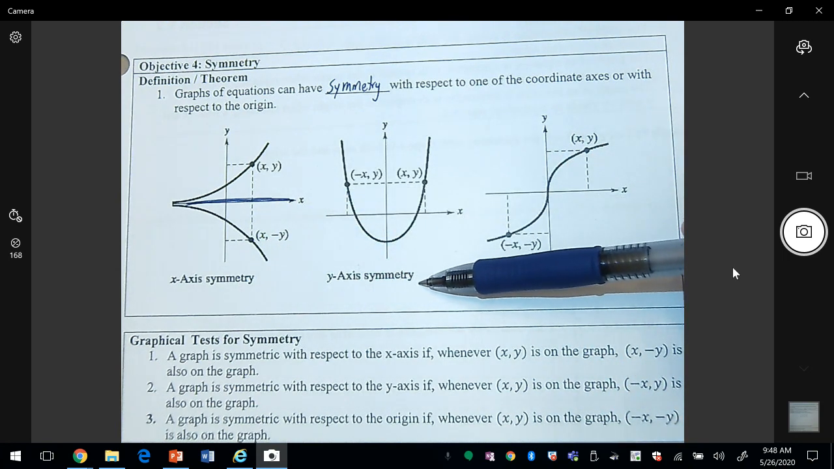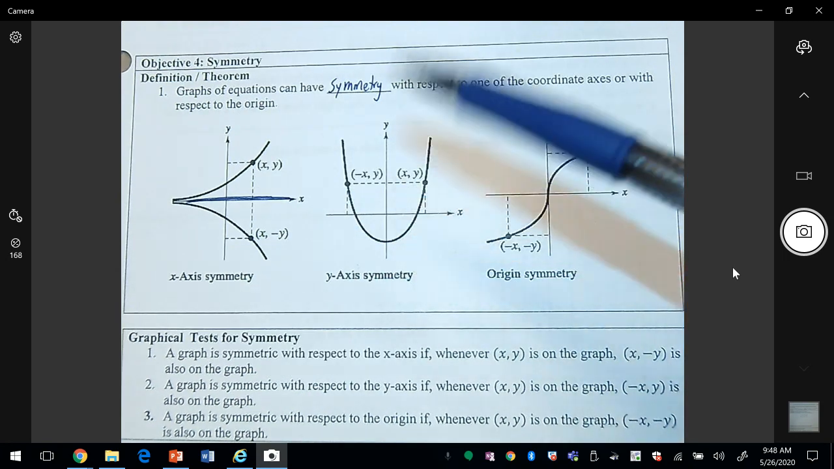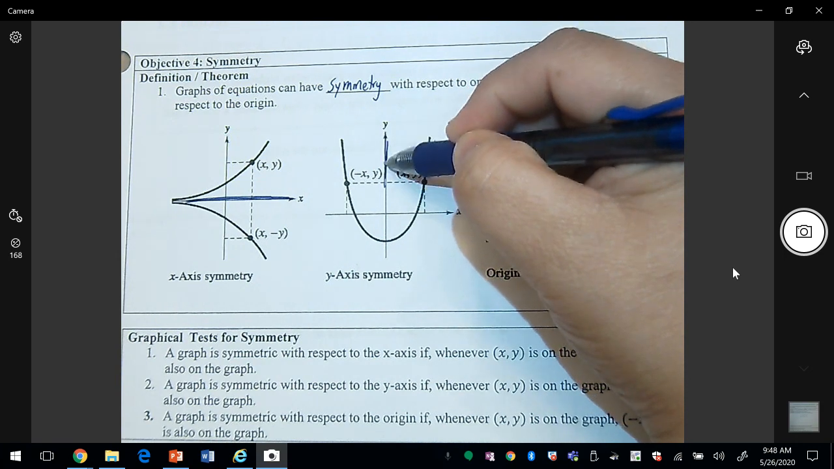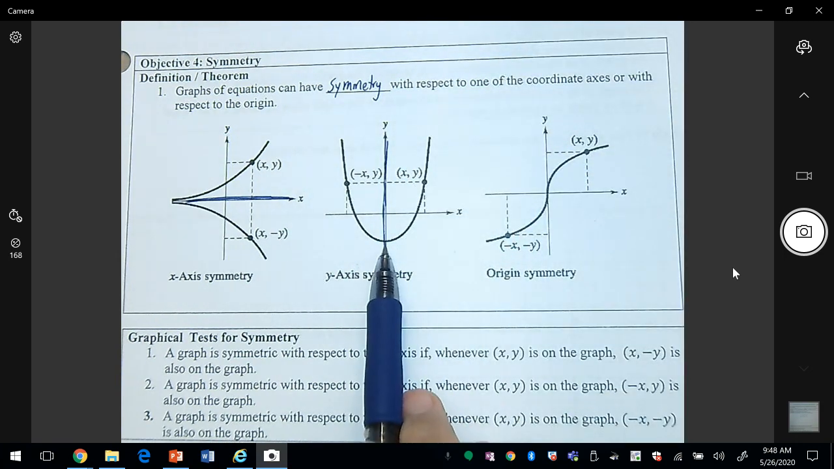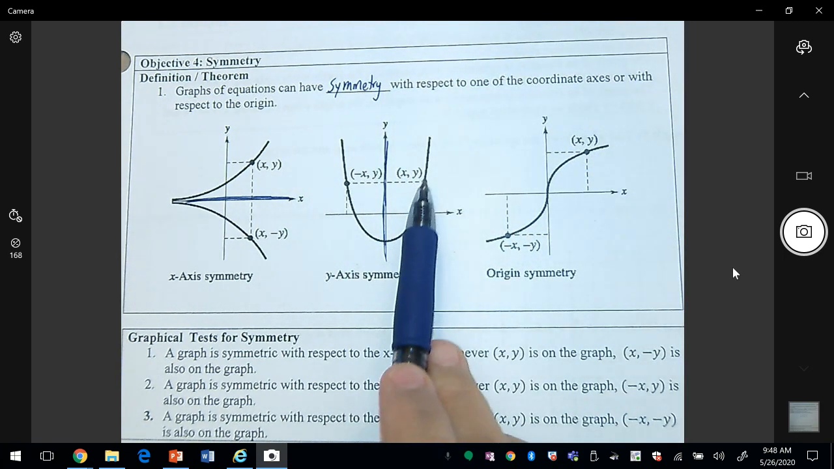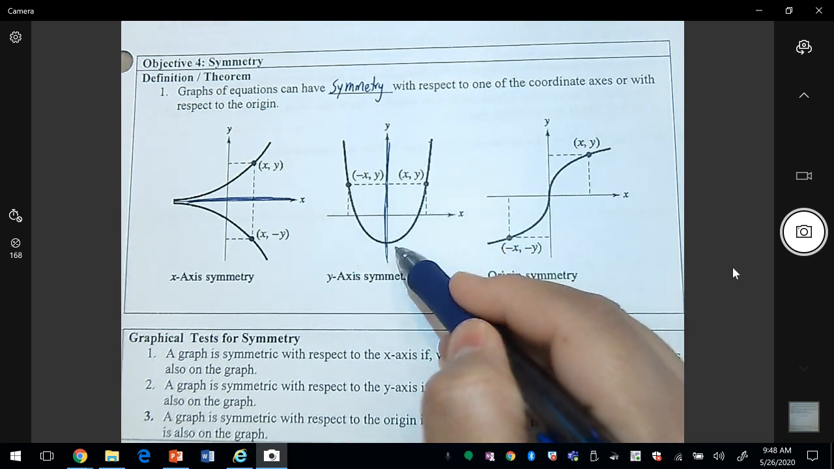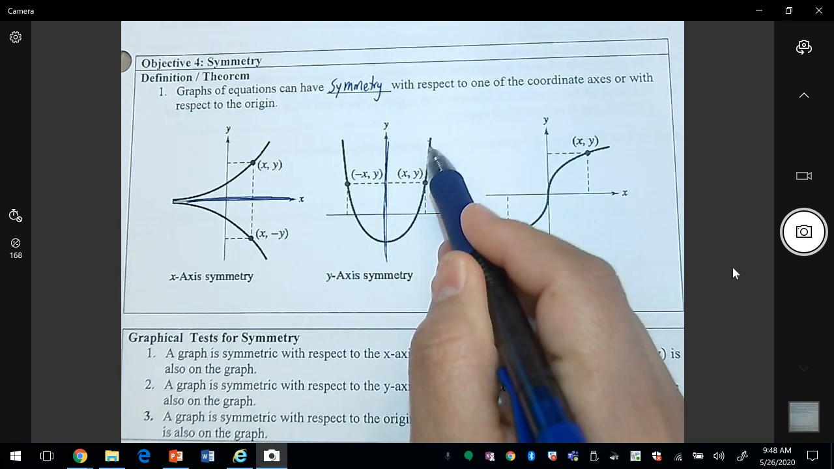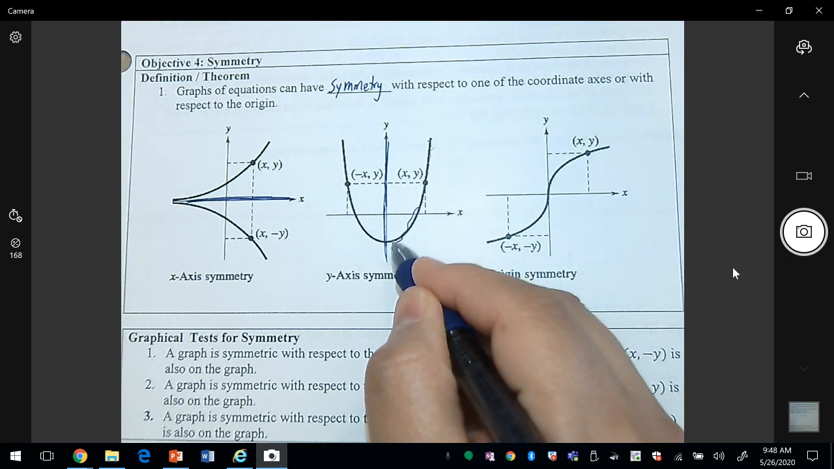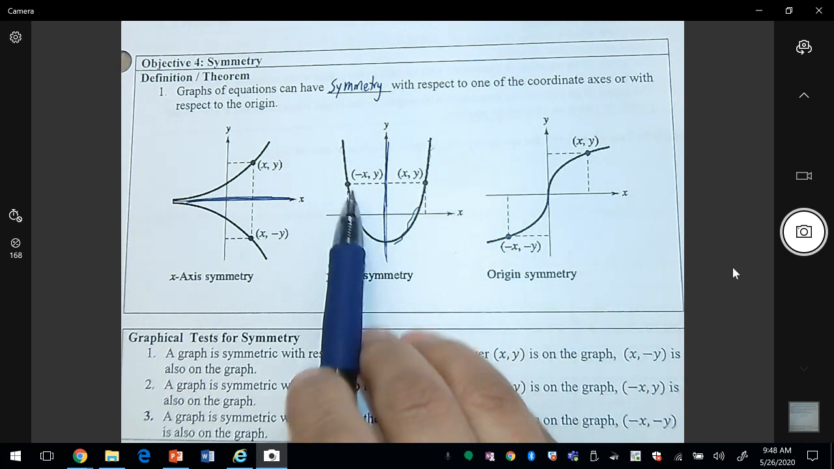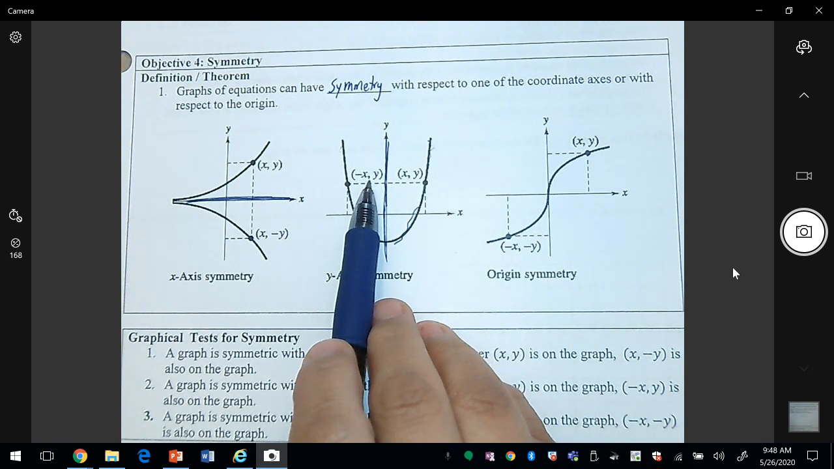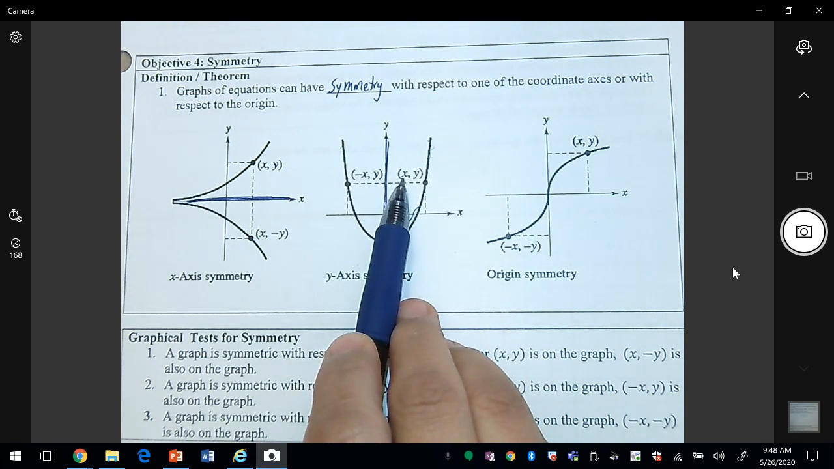A graph can also have y-axis symmetry, and this is our y-axis right here. With y-axis symmetry, if I fold it the long way, this part of the graph will land on top of this part. Notice in your ordered pairs that the x's are the ones switching to opposite signs. The y remains the same.